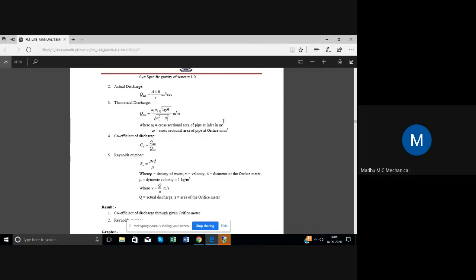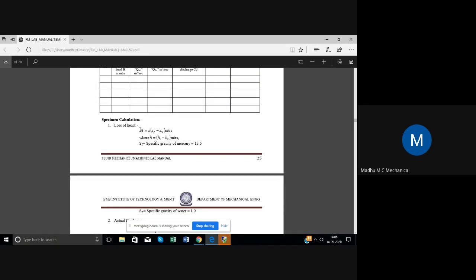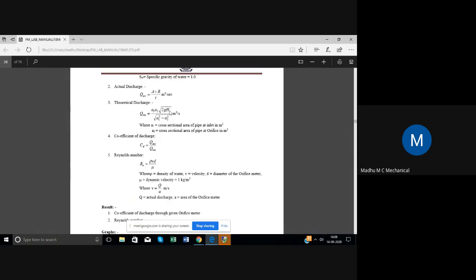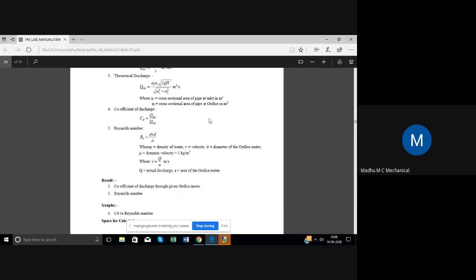What is capital H? Head loss. You calculated it here. So calculate H, put that H here, divided by root of A1 square minus A2 square, with A1 and A2 you already know. You will get the theoretical discharge. Therefore, coefficient of discharge CD is equal to Q actual by Q theoretical.